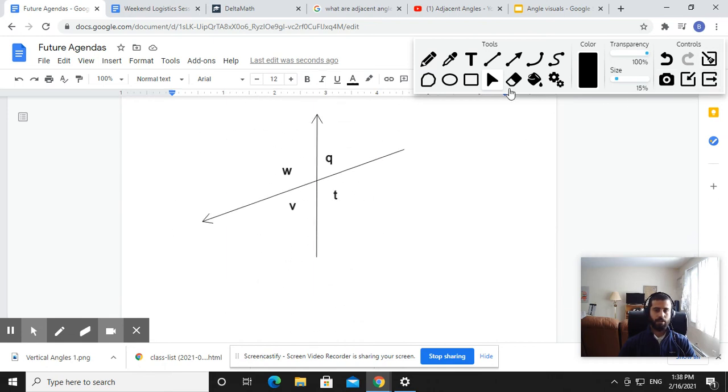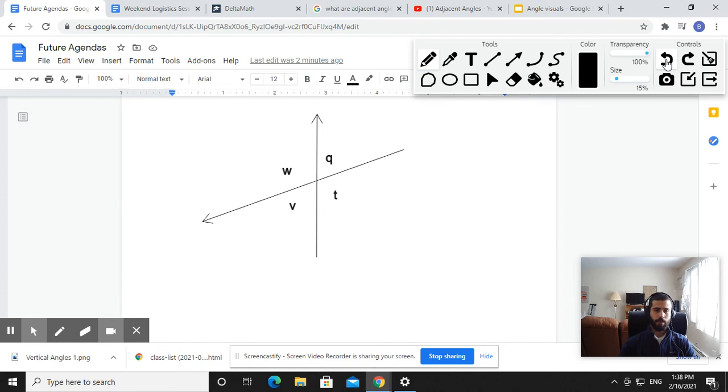And now here, let's try to find out which angles are equal to each other. Pause the video and see if you can figure out which ones are vertical angles. All right, so if you said W and T are vertical angles, that's correct. Or T and W, doesn't matter which order you say them in. Also V and Q are vertical angles as well.